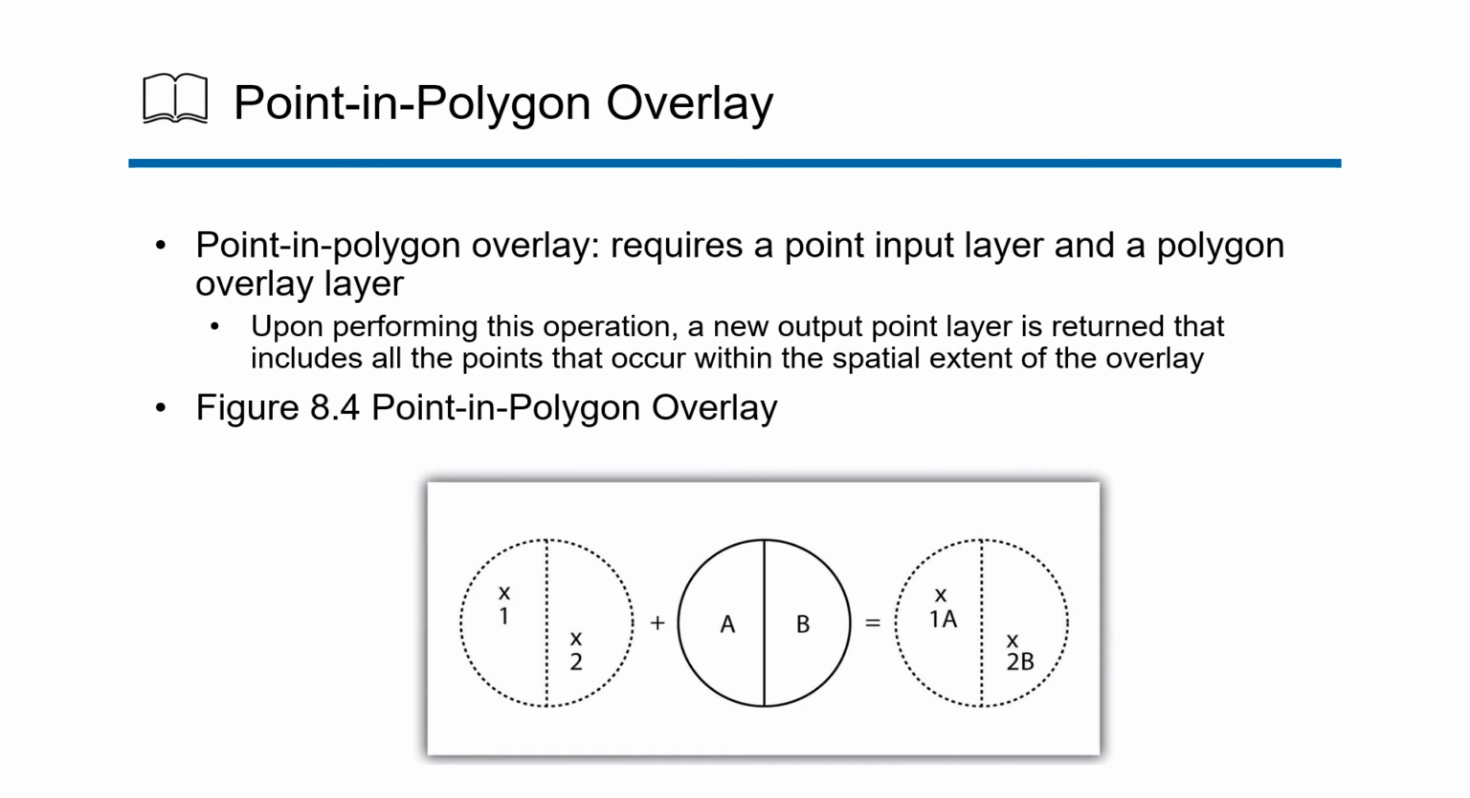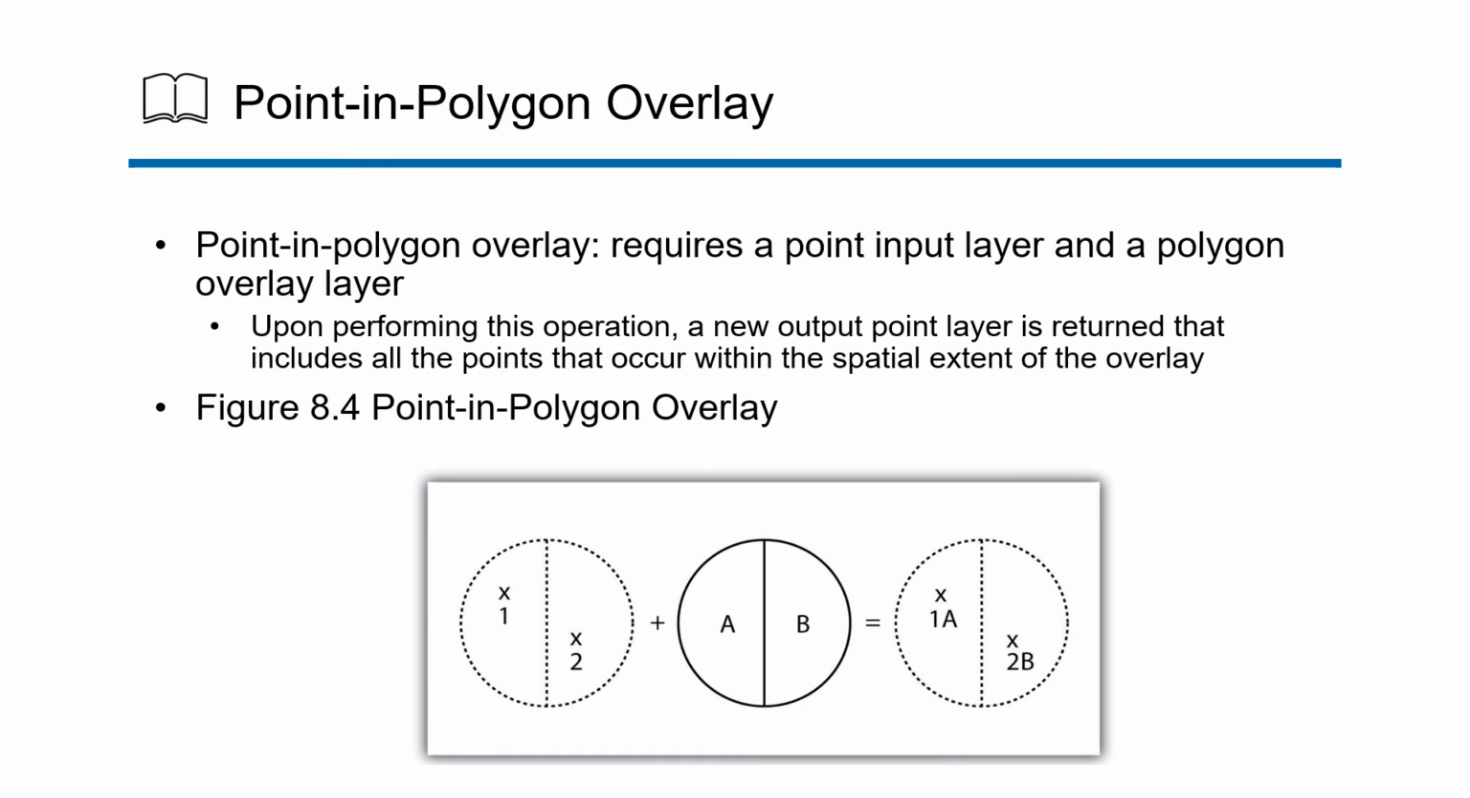We're going to talk about a couple different types of overlays. First, we're going to talk about point in polygon overlay. It requires a point input layer and a polygon overlayer. Upon performing this operation, a new output point layer is returned that includes all the points that occur within the spatial extent of the overlay.